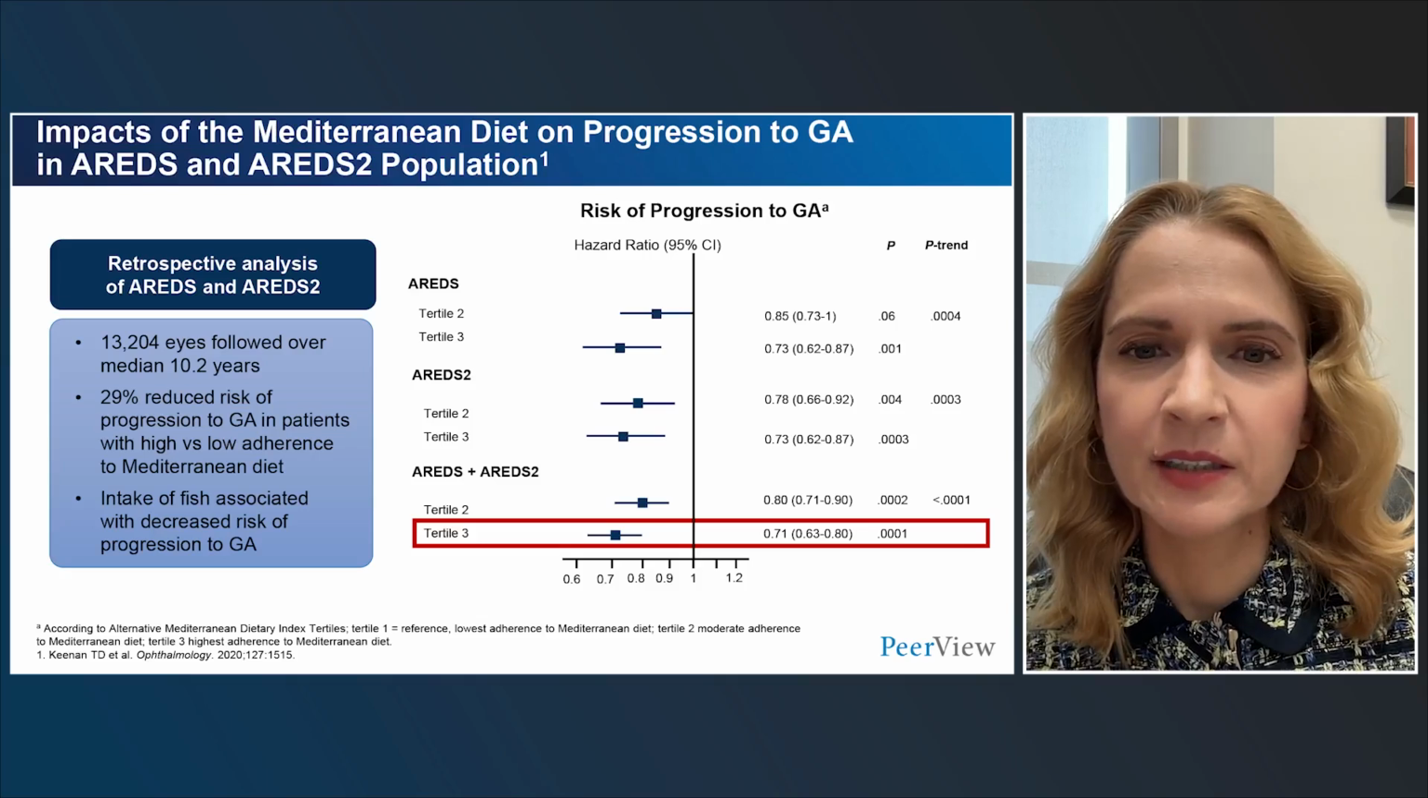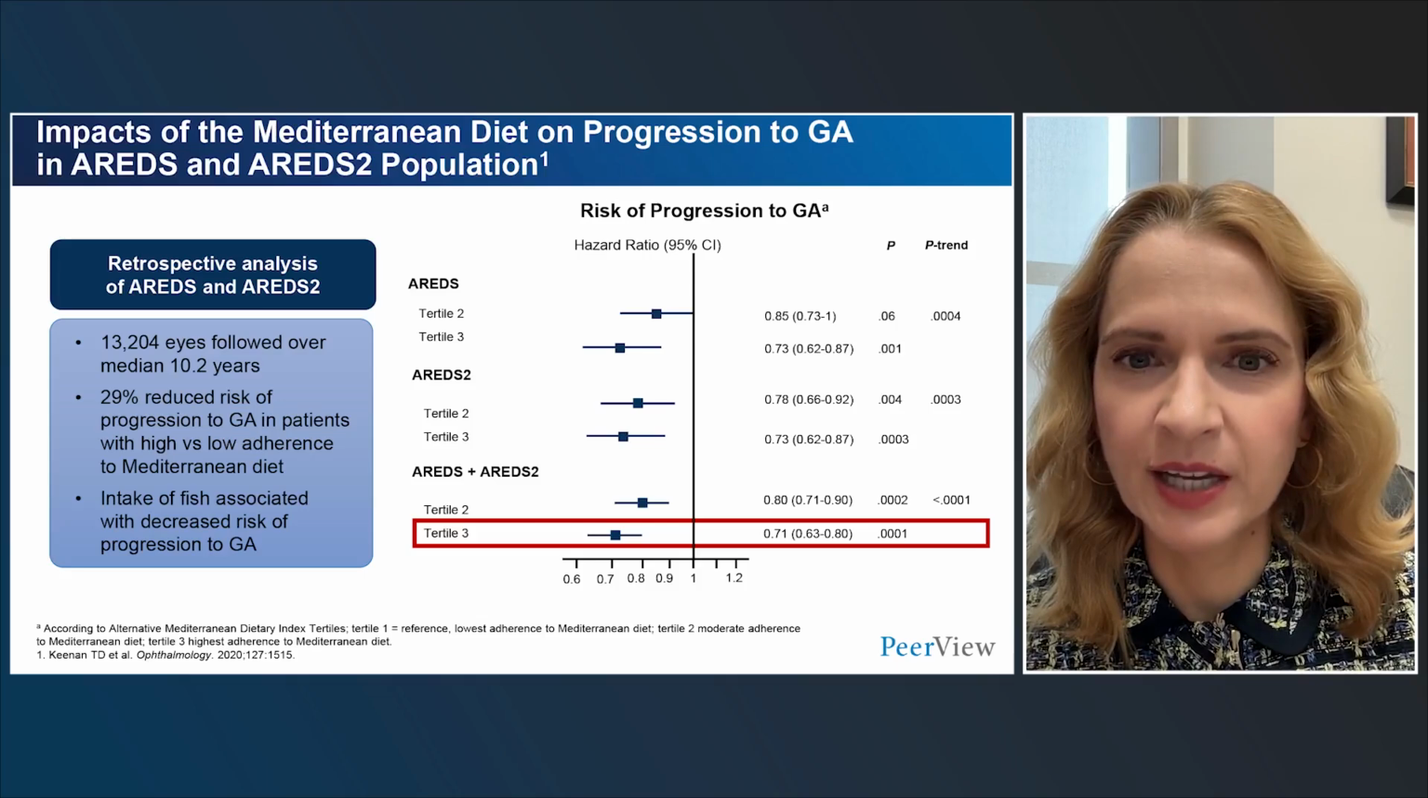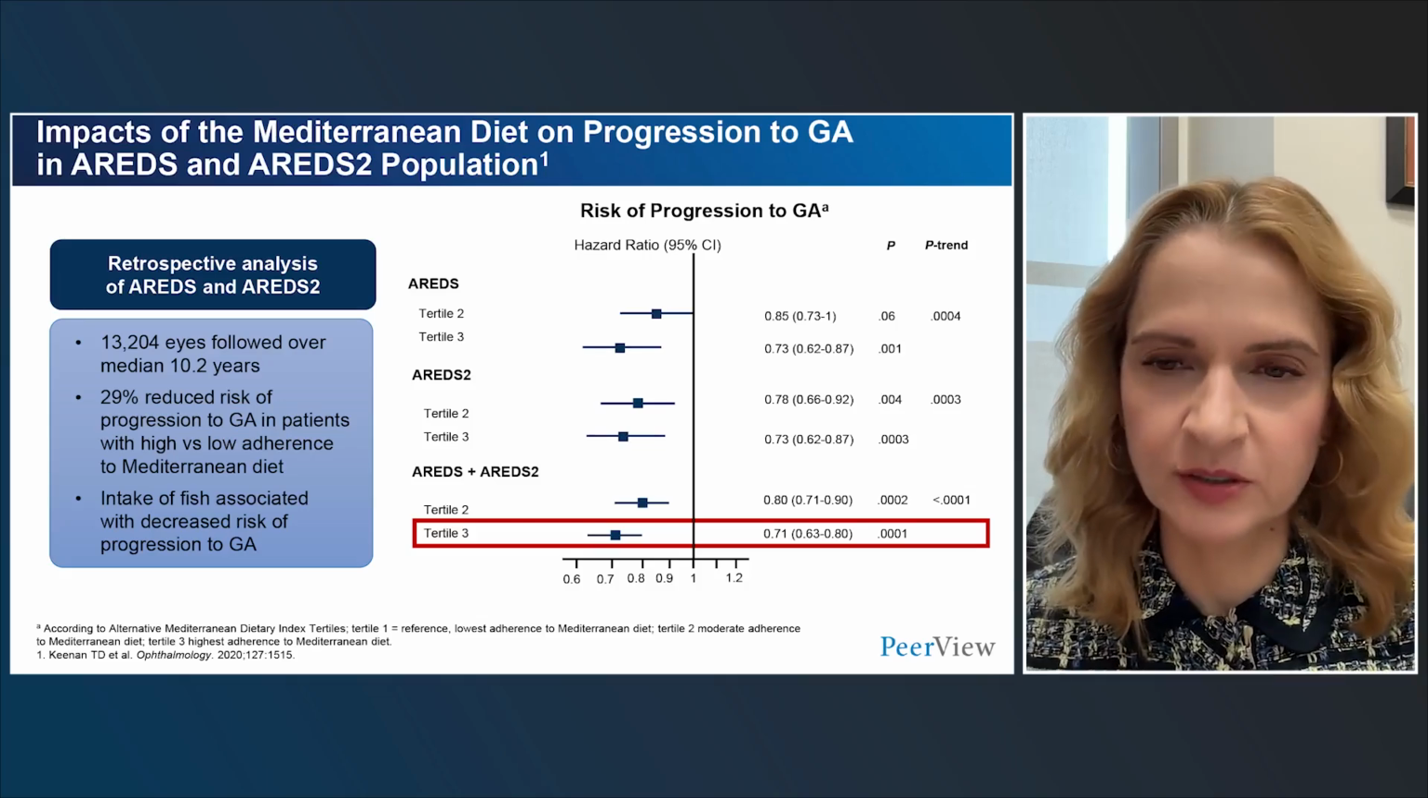You can see here the tertiles of risk of progression to GA based on hazard ratios in patients that had high adherence to Mediterranean diet versus low adherence.